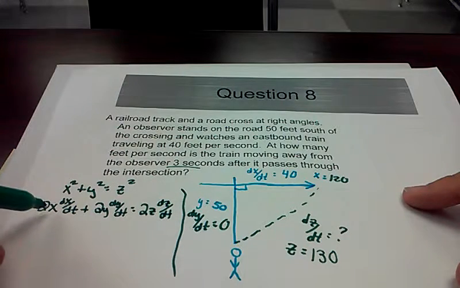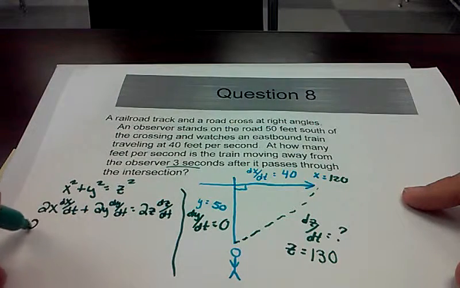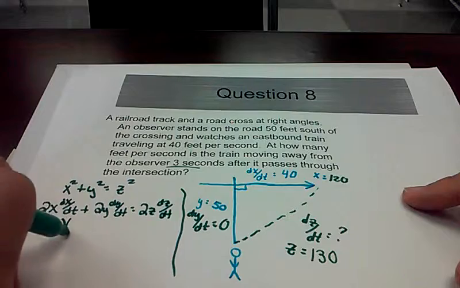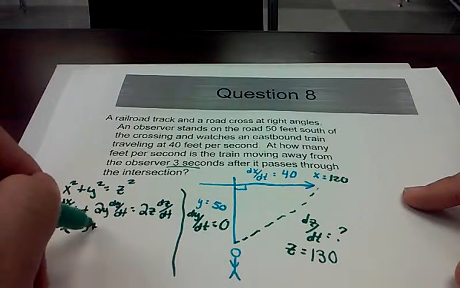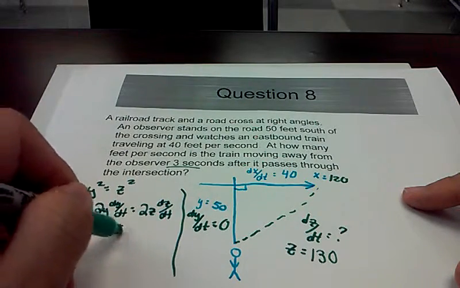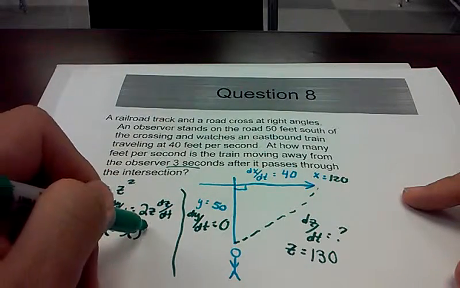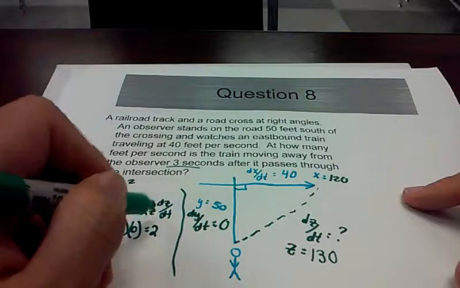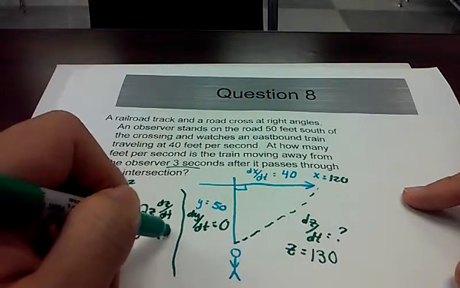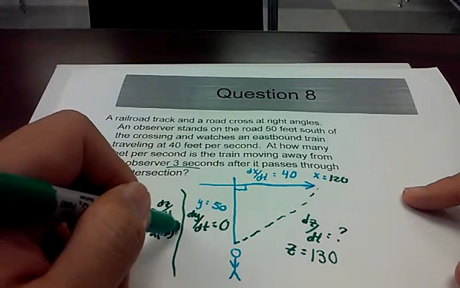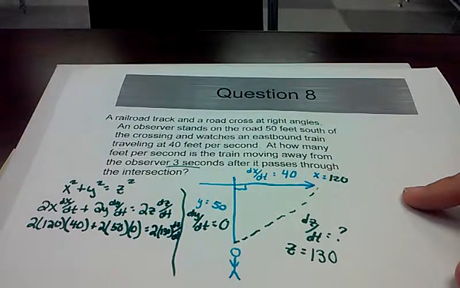So let's plug in everything we know. We know that x is 120. We know that dx/dt is 40. We know that y is 50. And we know that dy/dt is 0 because it's not changing. And so that's equal to 2, and we know that z is 130, and then dz/dt. So that's what we're trying to find.